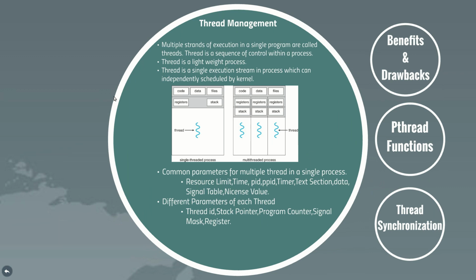What is thread management? Multiple strands of execution in a single program are called threads. A thread is a sequence of control within a process, which means a thread is a lightweight process. And a thread is a single execution stream in a process which can be independently scheduled by the kernel. Don't be confused.